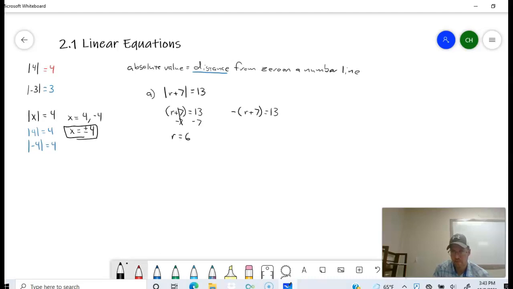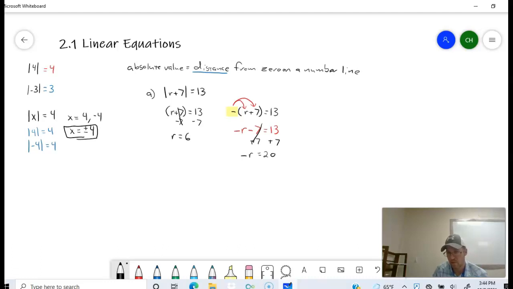Over here, I should have a red flag. I've got a negative outside of a set of parentheses. And anytime I have a negative outside a set of parentheses, I know I need to distribute it to the r and to the 7. So I'm going to end up with negative r minus 7 equals 13. So to solve this, I'm going to add 7 to both sides. I get negative r equals 20.